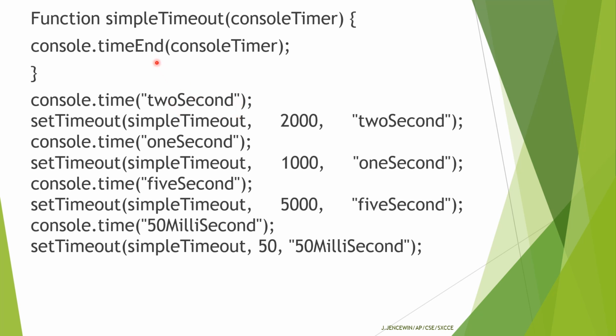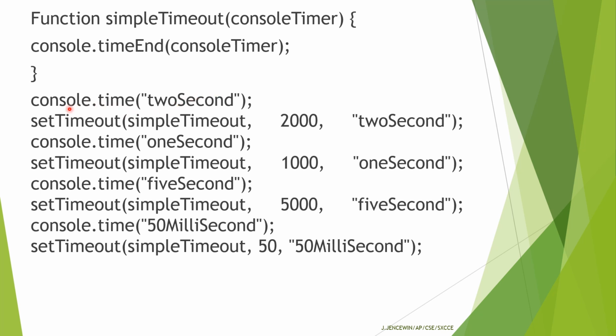So here we have two functions: console.time and console.timeEnd. console.time is used to start the timer. If it has an argument, that is the label for the particular timer, and console.timeEnd is used to end that timer. So here we first start this timer with the label 2 seconds. Now this particular timer is started and assigned the label 2 seconds.